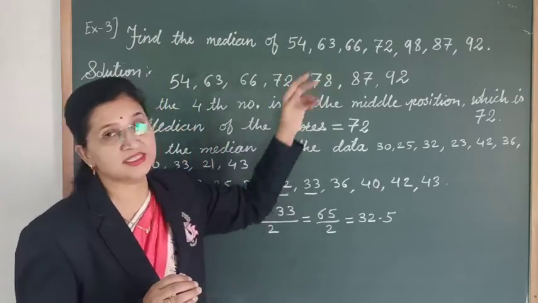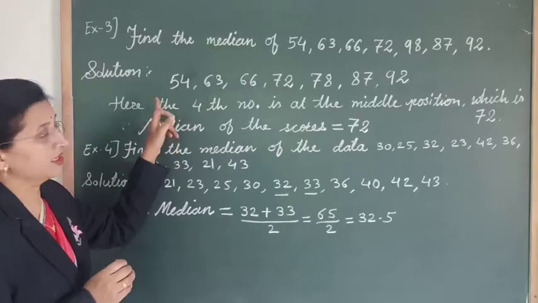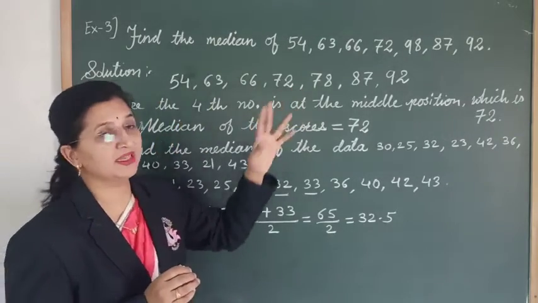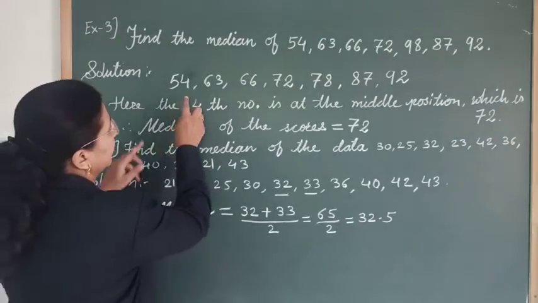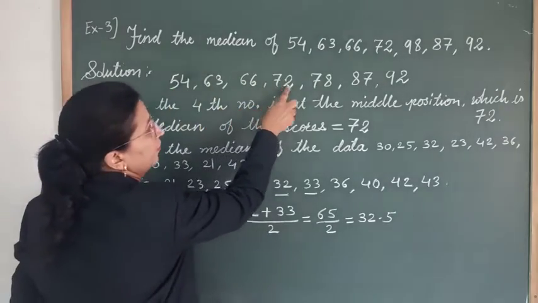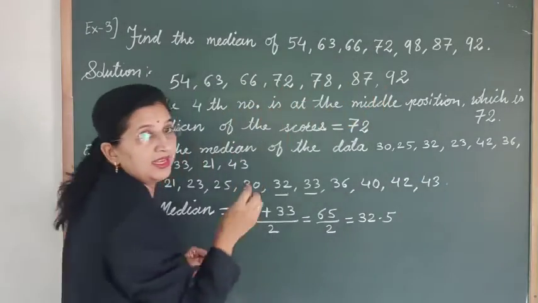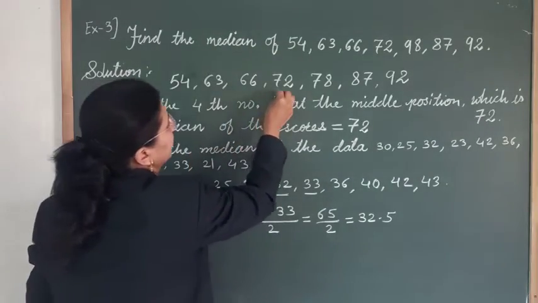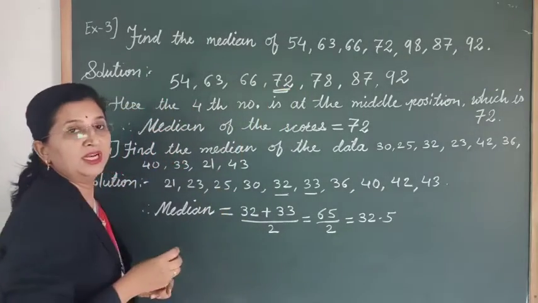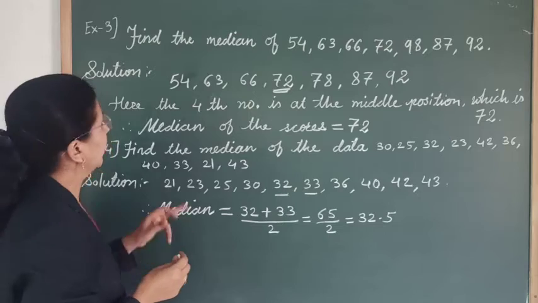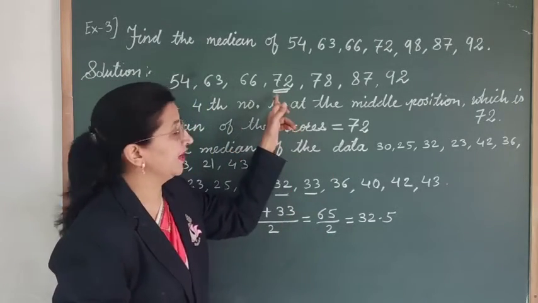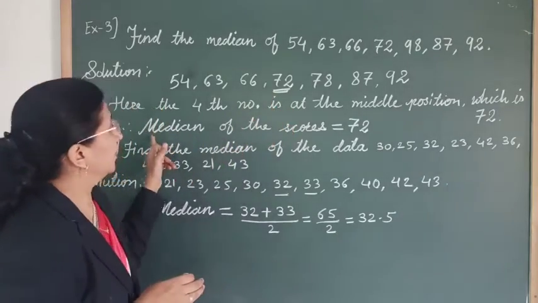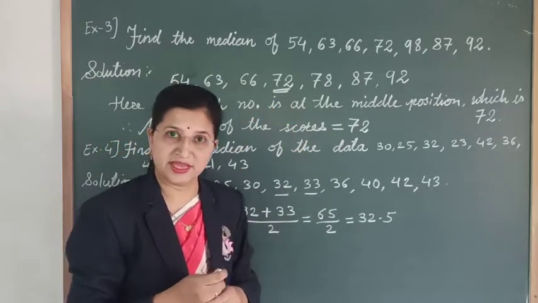Okay, so let's arrange these numbers in the ascending order. So here I have arranged them in the ascending order. After arranging them, you can see here 1, 2, 3, 4, 5, 6, 7, 7 numbers are there. So here the fourth number is the middle. The fourth number is at the middle position, which is 72. That's why the median of the score is 72.